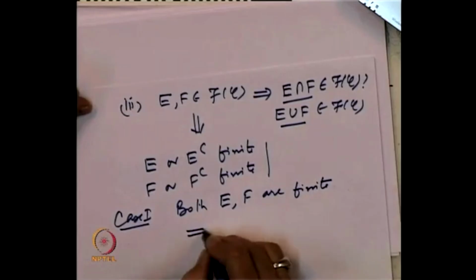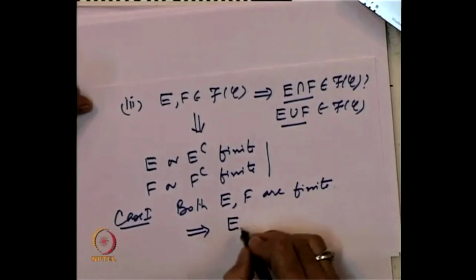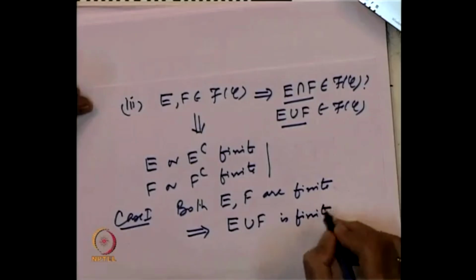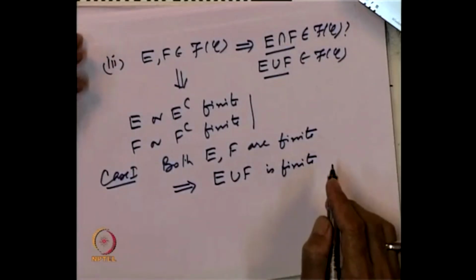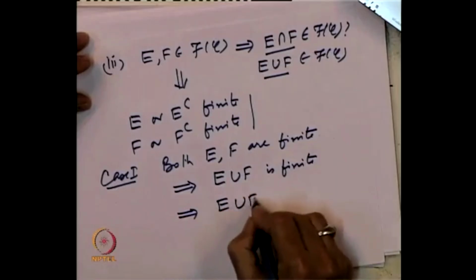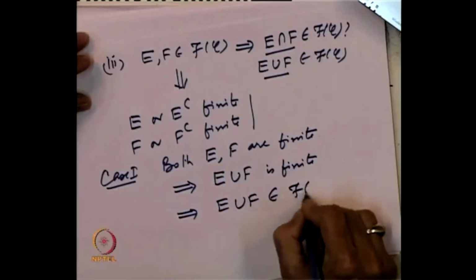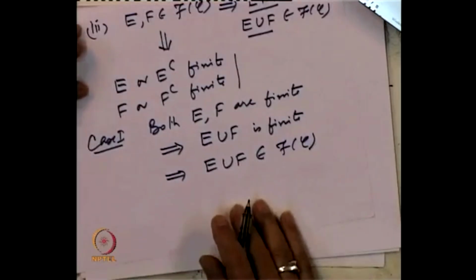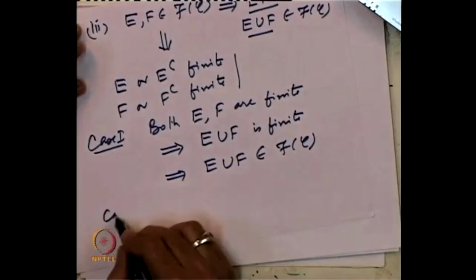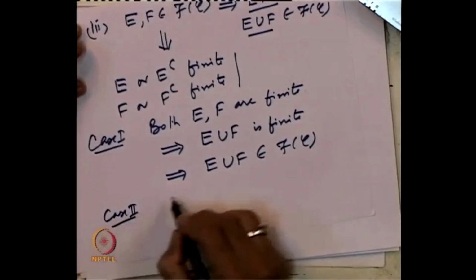In that case, that will imply that E union F is finite, because a union of finite sets is a finite set, and that will imply that E union F belongs to f of C, our collection. So whenever E and F are finite, that's so. What is case 2? What is the other possibility?